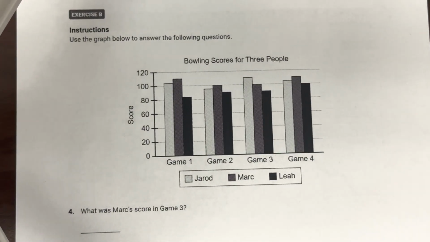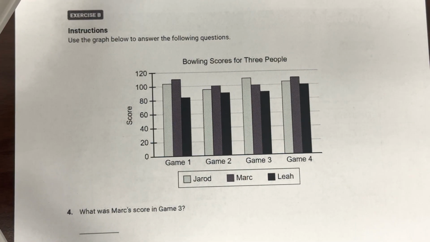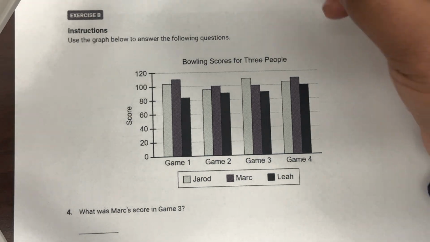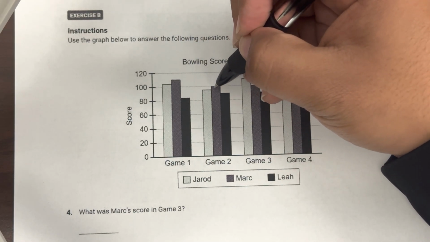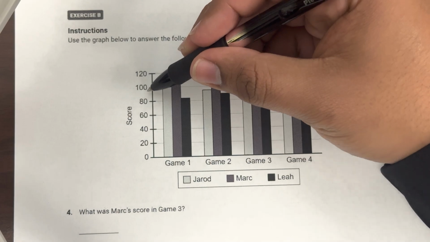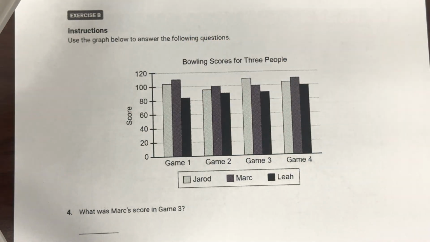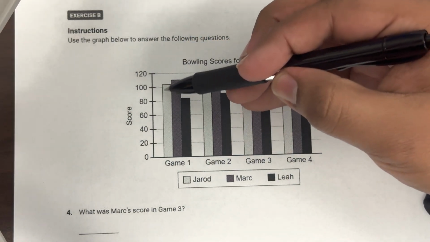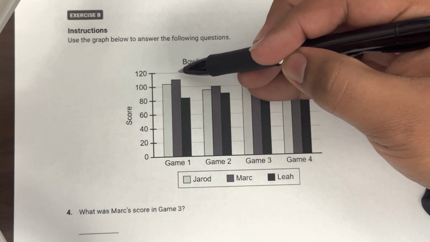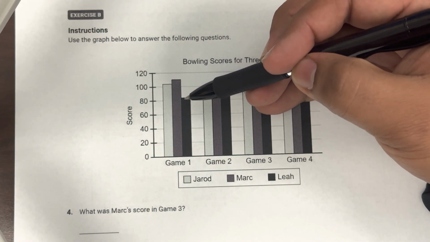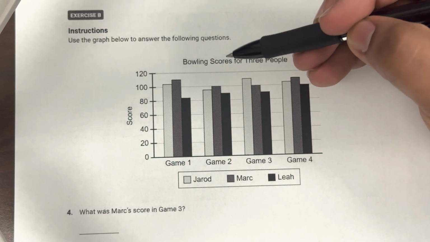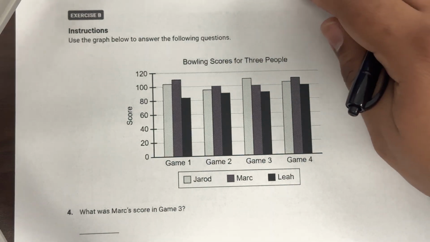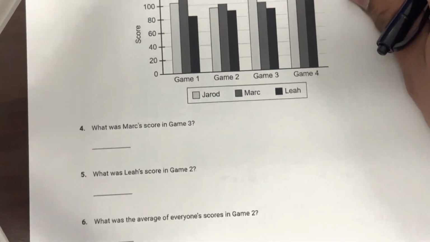Using the graphs below. First things first, I would try and label my graphs. Oh, this is pretty difficult because the labeling's not very nice. Okay, so can't really label because it's a little bit above 100. Not sure if that's 110. It's a little bit over 80 and so on and so forth. So it's a little hard to label. So let's look at the questions.